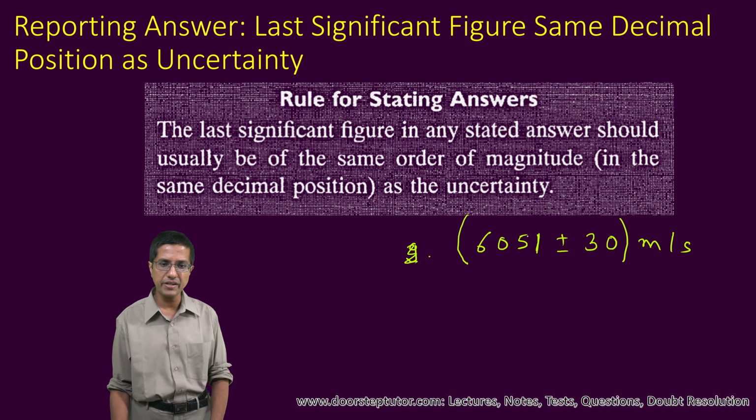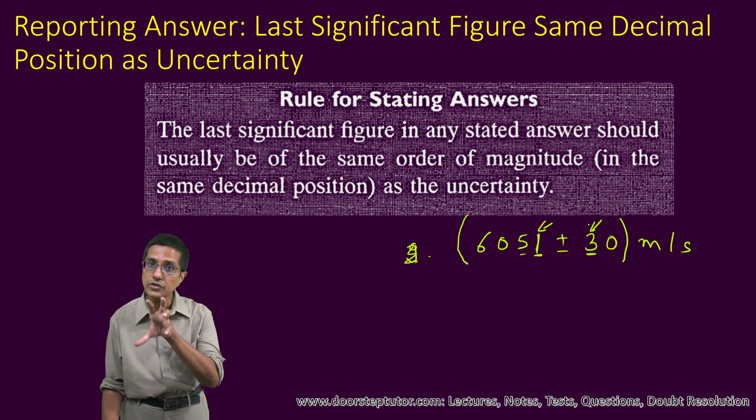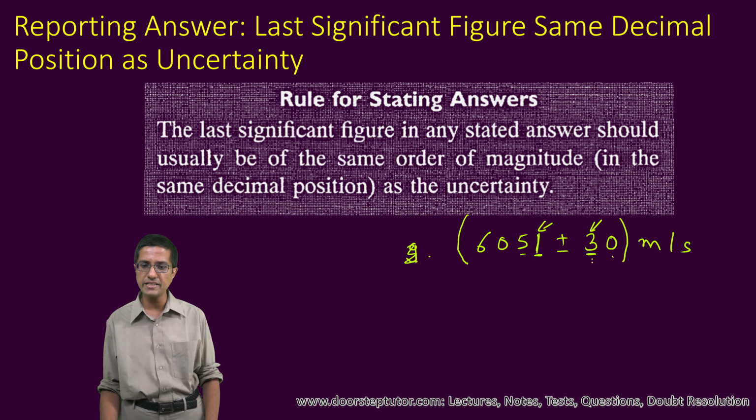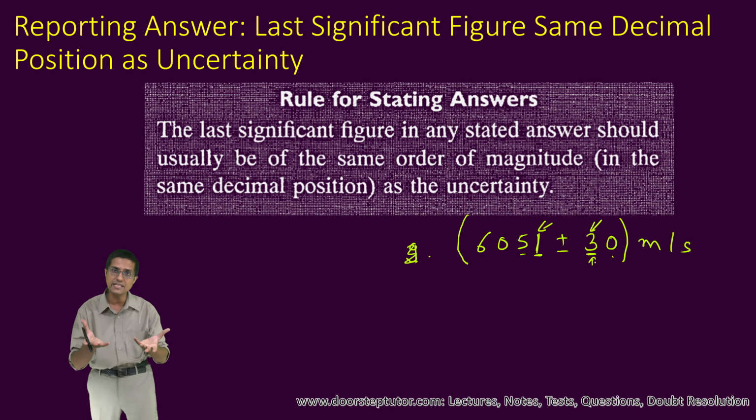The last significant figure here is actually 1. The last significant figure in the stated answer is 1. However, from the error, I know that I am even unsure of the tens place, right? So this is the units place, this is the tens place. So I know that I have error after my tens place.